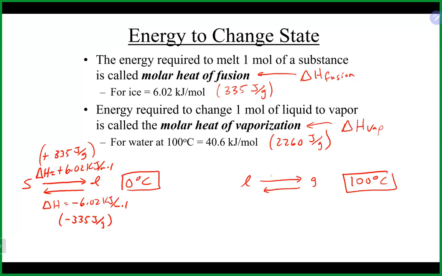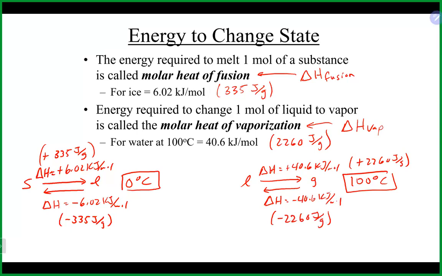So going from liquid to gas, which is an endothermic process, the delta H would be positive 40.6 kilojoules per mole, or positive 2260 joules per gram. Going from gas to liquid is exothermic, so the delta H here would be negative 40.6 kilojoules per mole, or negative 2260 joules per gram, going in that direction.